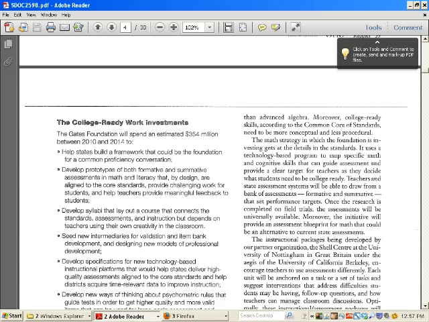The college-ready work investments. This is what the Gates Foundation is going to be providing with $354 million between 2010 and 2014. They're wanting to help set a framework that could be the foundation for a common proficiency conversation. Develop prototypes of both formative and summative assessments in math and literacy. Develop syllabi that lay out a course that connects the standards, assessments, and instruction.